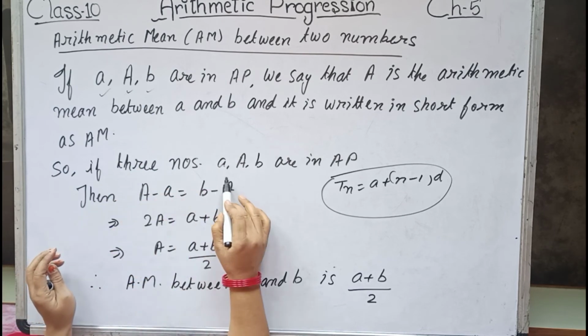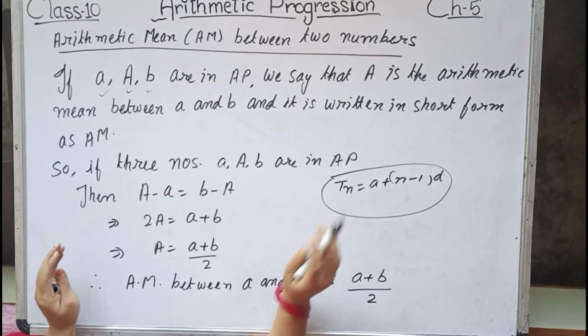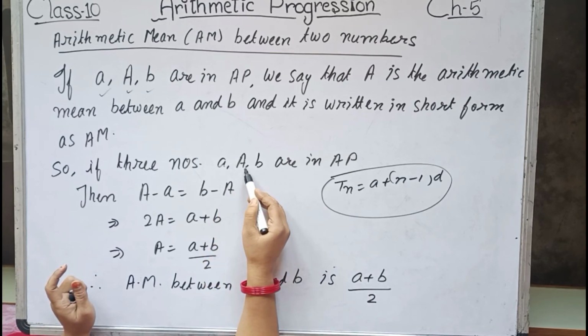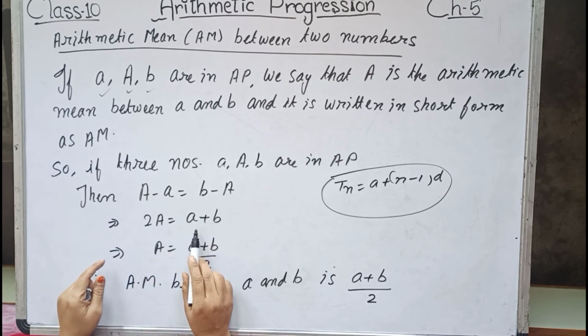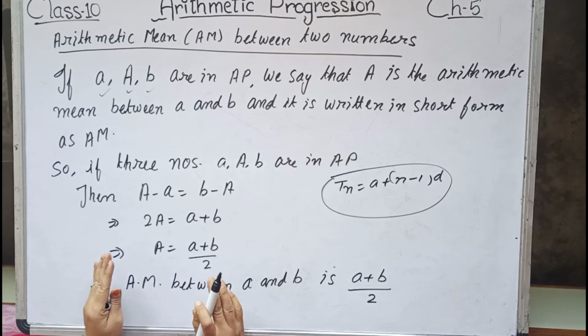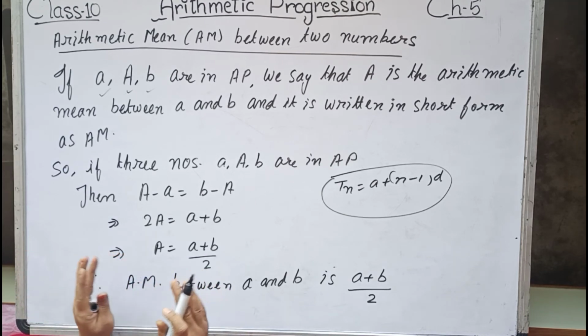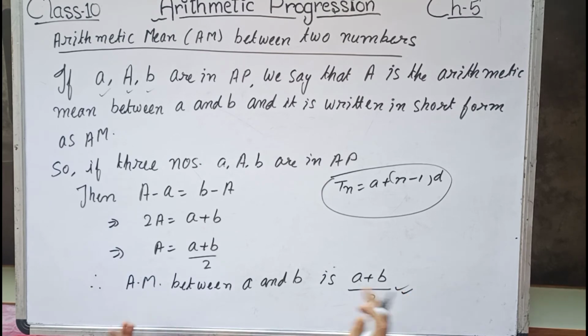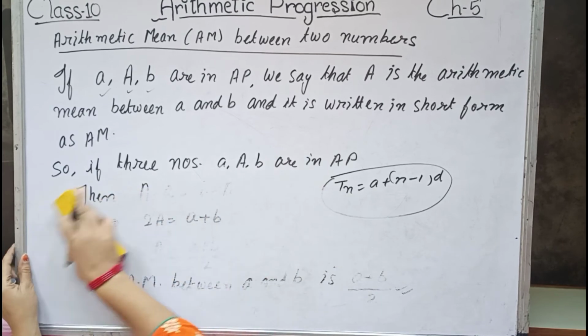So, if three numbers small a, capital A and small b are in AP, then we can write capital A minus small a equals small b minus capital A. So we get twice A equals a plus b, implies A equals a plus b by 2. That is, the arithmetic mean between the numbers a and b can be written as a plus b by 2. This formula, I think you must be well acquainted with from the junior classes as well, will be helping you in some sums based on 1 or 2 marks. Let us discuss a few sums based on the arithmetic mean.